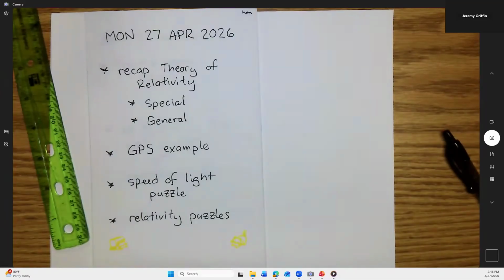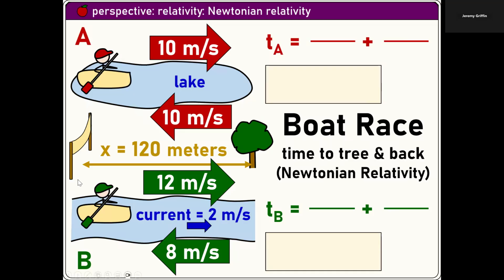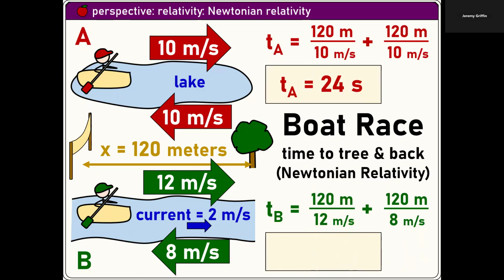All right, so let's do a recap of last week. All right, so we started with plain Newtonian relativity. We say, hey, what if you had this guy in this lake, this guy in this river? In the lake, the water is still, but in the river, you're either going with the current, getting a boost, or you're fighting the current on the way back. And you guys remember we ran some time calculations to figure out the guy in the lake is always going to win, right?